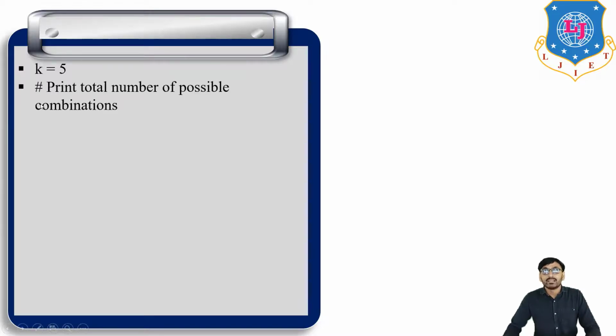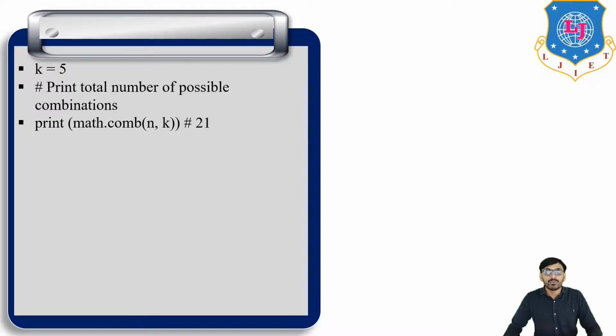Then print the total number of possible combinations. We find out the total number of possible combinations by considering n and k. It is possible by using the comb function. So print math.comb n and k. N is 7, k is 5. So we get the answer 21. So 21 is the total number of possible combinations by considering n and k.